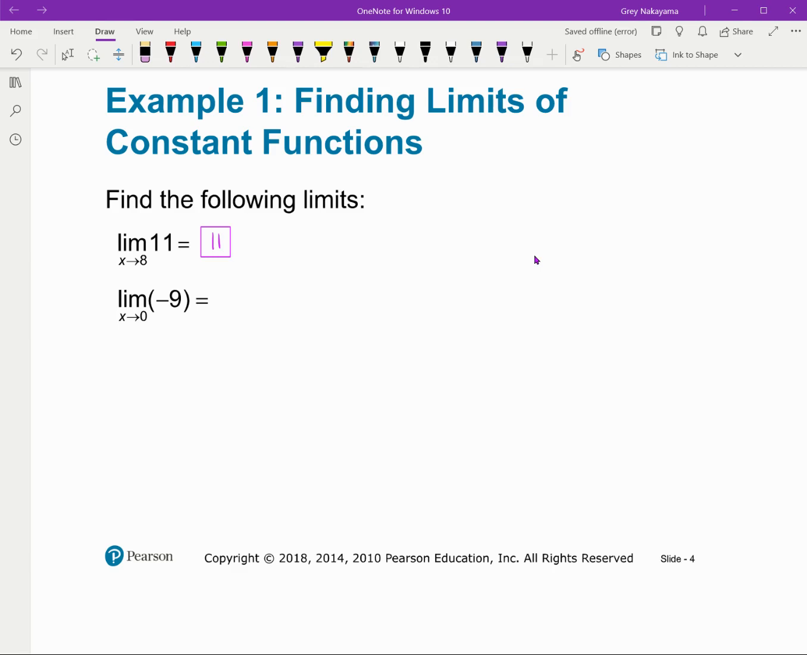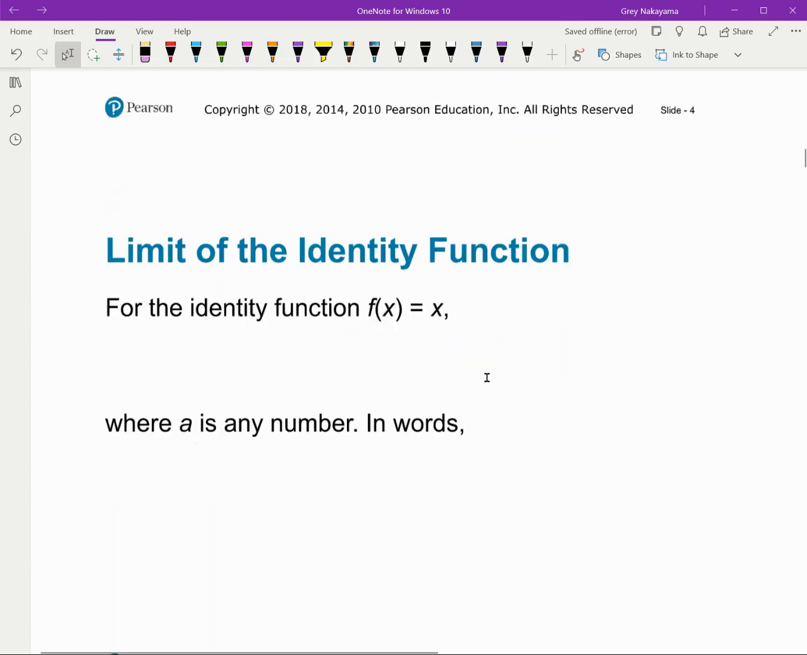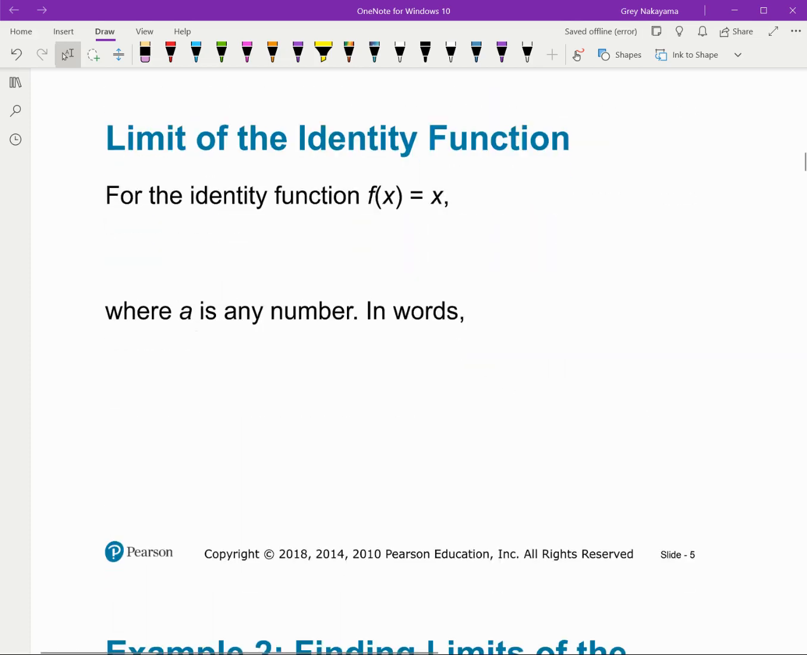The limit as x approaches 0 of -9. Again, no x for you to plug 0 in for x. So my answer is just -9. That's simple. All right. Now we have the identity function. The identity function is f of x equals x. So the limit of x as x approaches a number is that number. Okay, that's what that says.